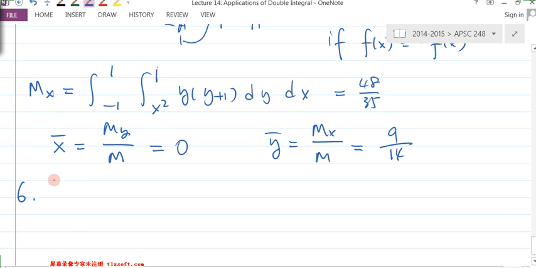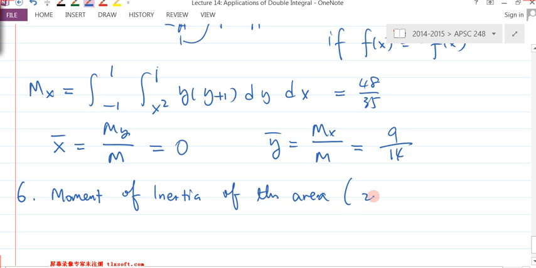Number 6 application is the so-called second moment of area. Most of the time, you probably don't hear that. What you hear is moment of inertia, the moment of inertia of the area. You probably also see different names, and one of them is called second moment of area, or sometimes just simply area moment of inertia.